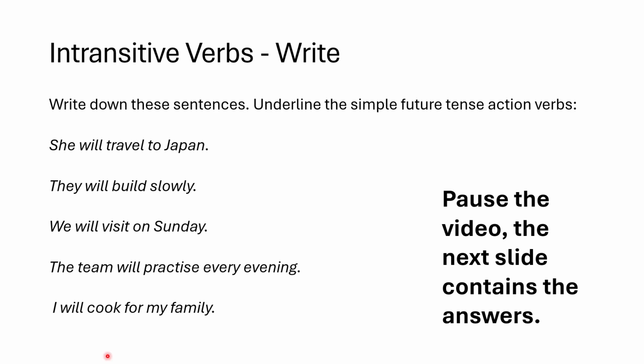Write down these sentences. Underline the simple future tense action verbs. I will read the sentences to you. She will travel to Japan. They will build slowly. We will visit on Sunday. The team will practice every evening. I will cook for my family.